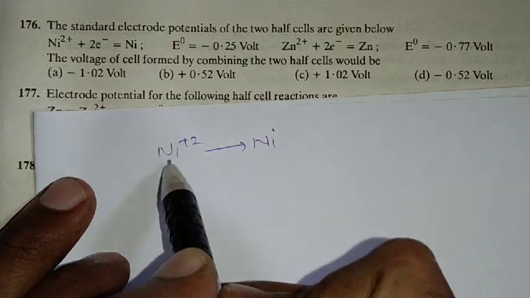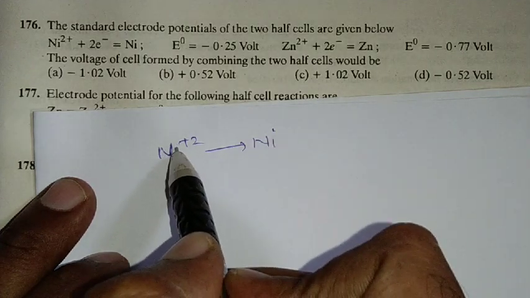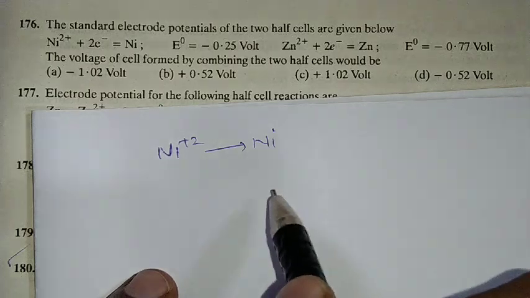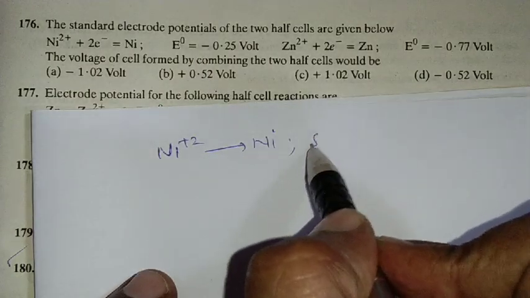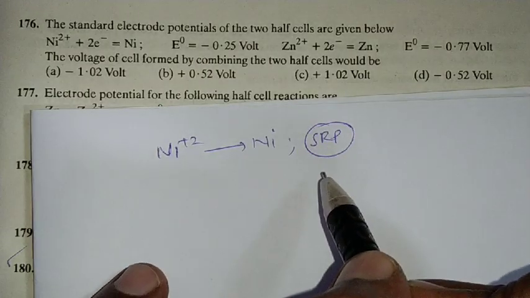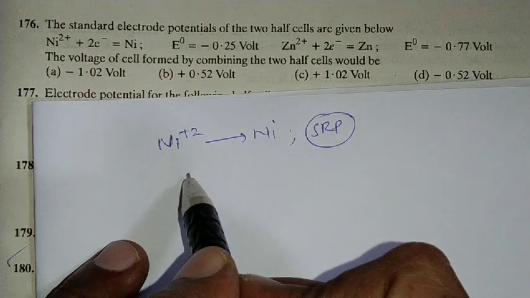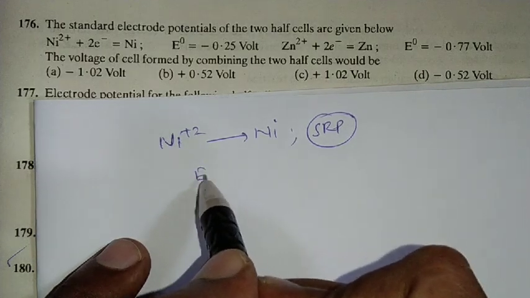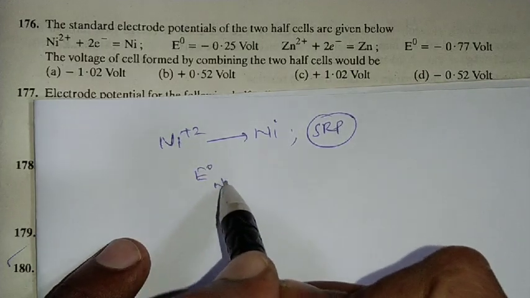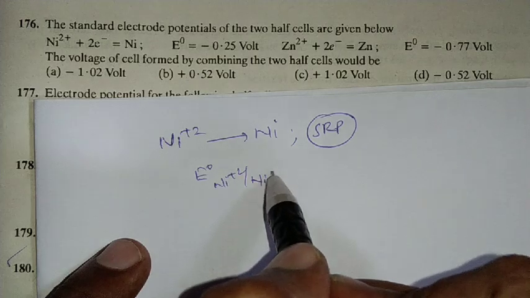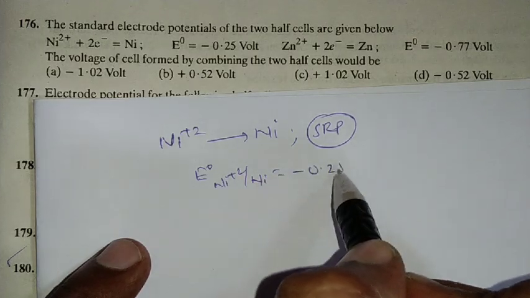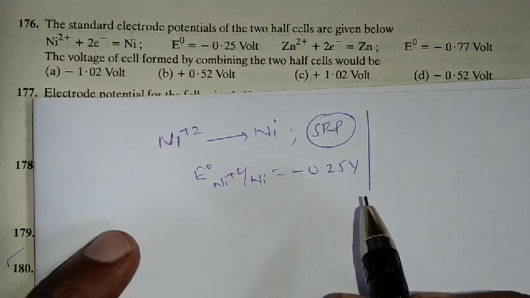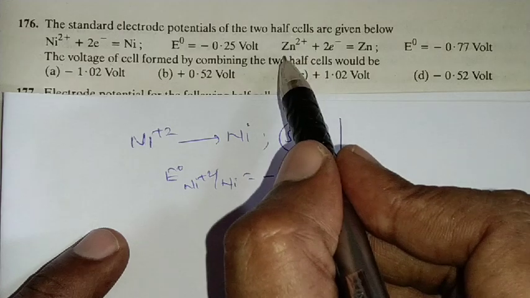That means it is a reduction reaction. That means this E naught value is an SRP value, standard reduction potential value. So we can write E naught of Ni2+/Ni equal to minus 0.25 volts. Is it okay?